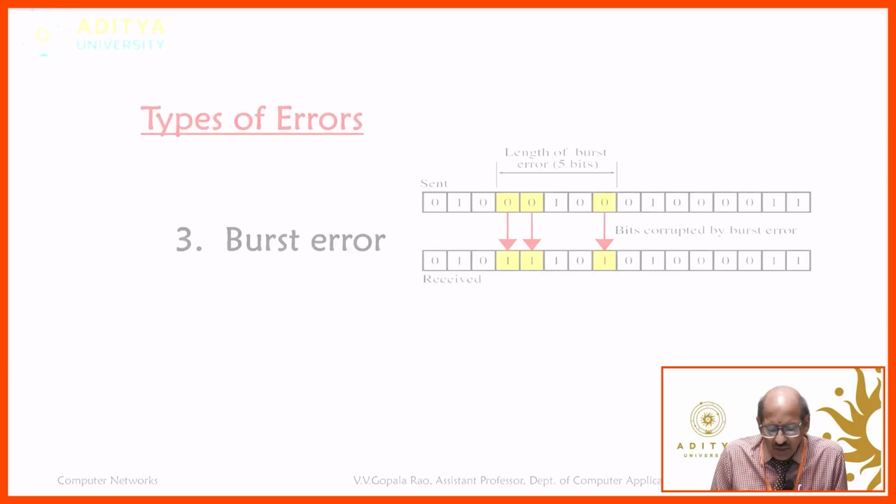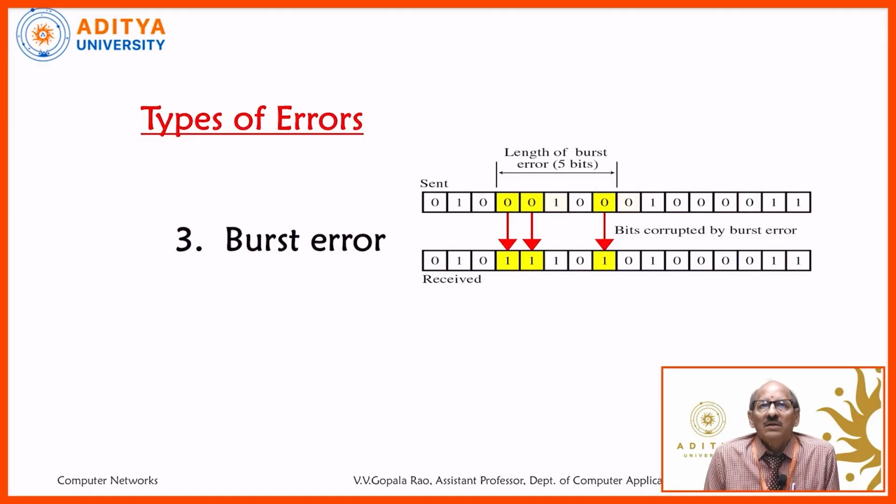Now suppose a multi-bit error is there, but fortunately the bits that are altered are in consecutive positions, that means they are sequential. Then you can call that particular error a burst error. It is more or less like a multi-bit error, but the alteration is done on sequential bits, that means the bits are altered in consecutive positions. Then it can be called a burst error.